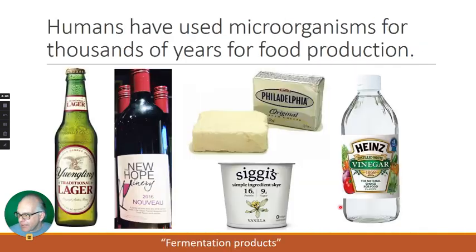Which kind of leads into the next point. Humans have been using these microorganisms for thousands of years of food production. And so this is just a slide showing some examples of food production. Basically, we're looking at bacteria and certain types of fungi that kind of feed on the food and do the process of fermentation. And so you see things like a beer or a wine.